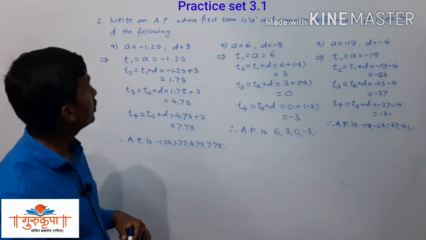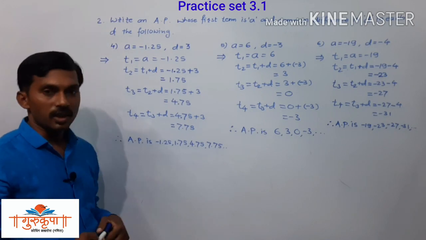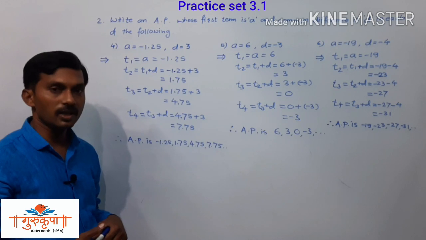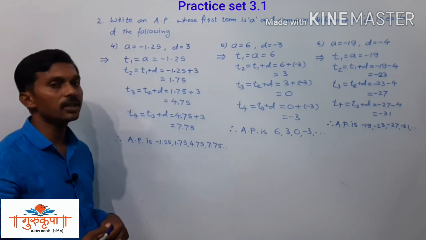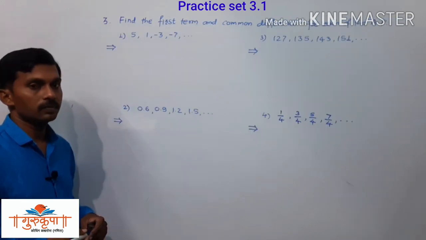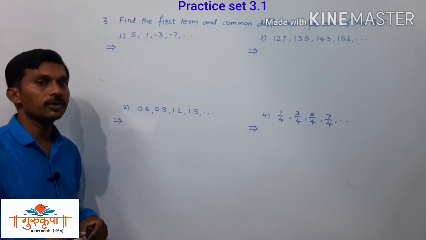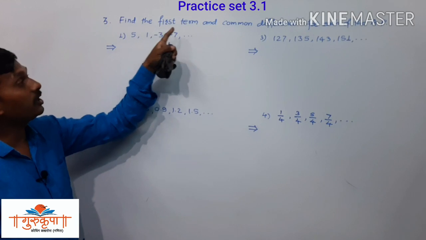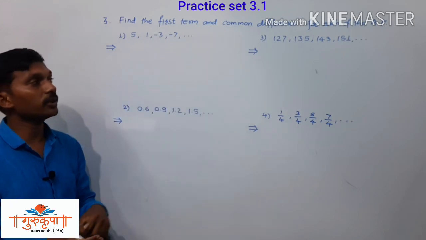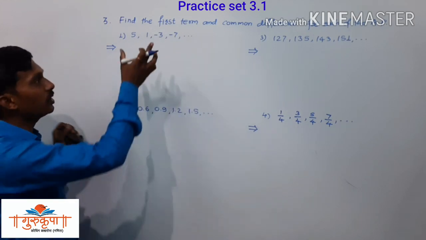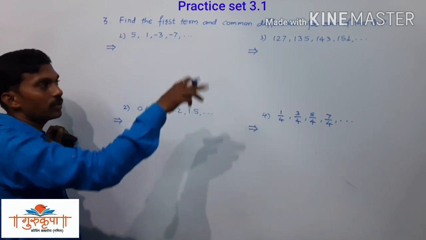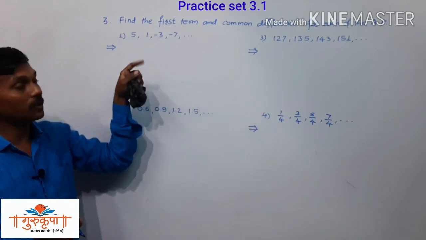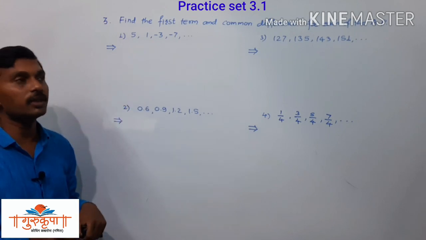So this is all about the second question. Now we will take the third question, which is the last question from this practice set 3.1. The question is, find the first term and common difference for each of the AP. All these four sequences are AP, and we have to find the first term and common difference of each and every AP.